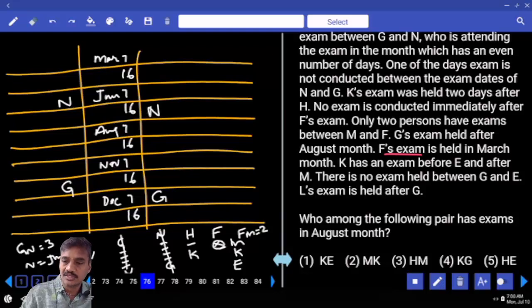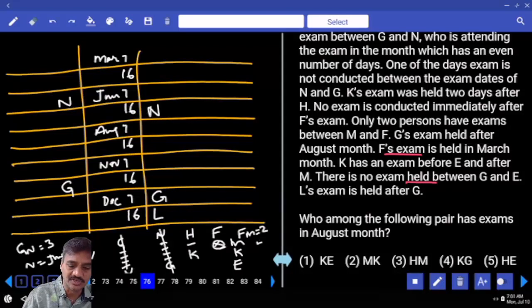And the next one: there is no exam held between G and E. And L's exam is after G. L is after G, L is here. And there is no exam after G. That means there is no exam held between G and E. Now in between G and E, there must be 0, isn't it? And no examination between N and E. Then, in this case, this is the possibility we have.